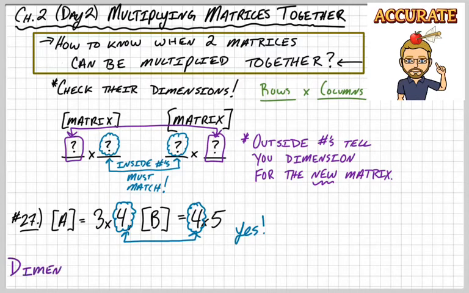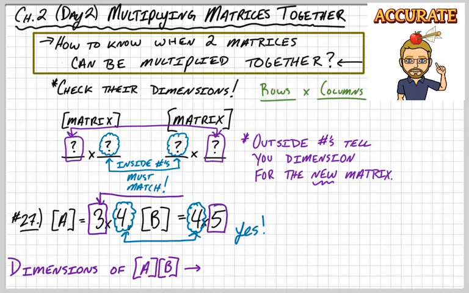Well, again, I'm going to color code in purple here. The dimensions of our new matrix, if we multiplied matrix A times matrix B, we look at the outside numbers while we're comparing the dimensions. So that would be 3 by 5. So the dimensions of our new matrix, the offspring of matrix A and B, the child, if you will, would be a matrix that's got 3 rows by 5 columns.